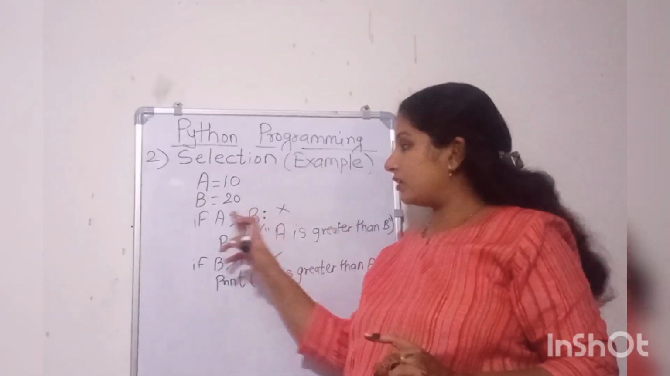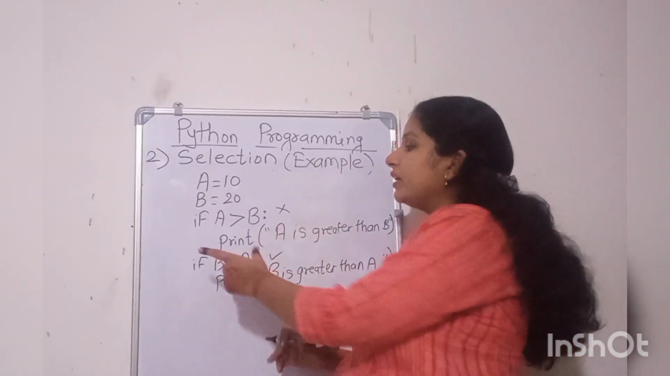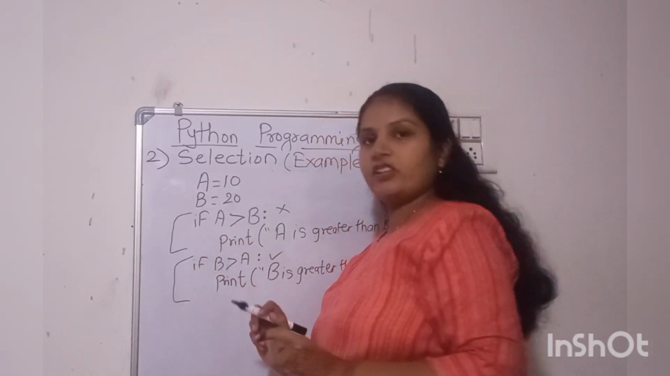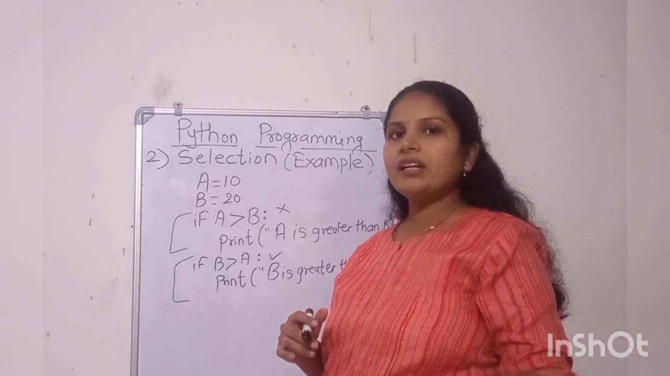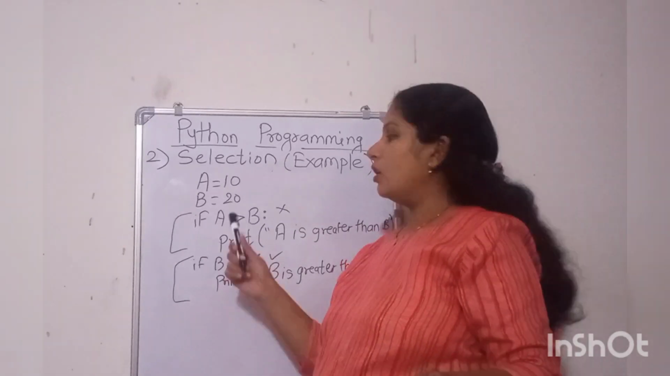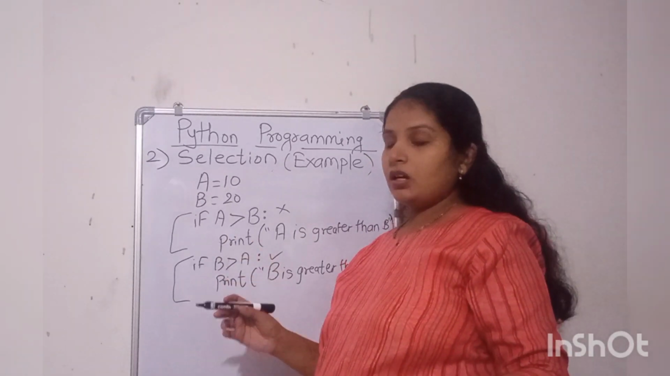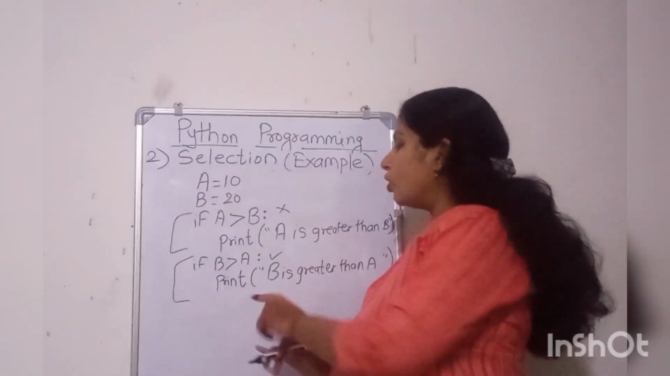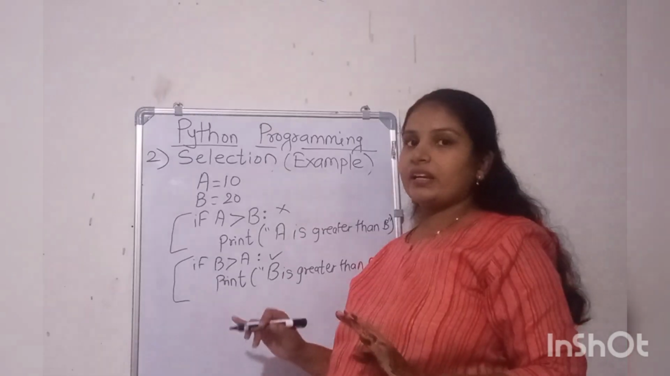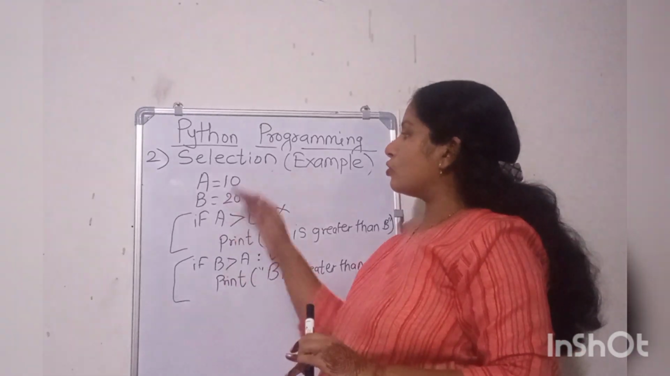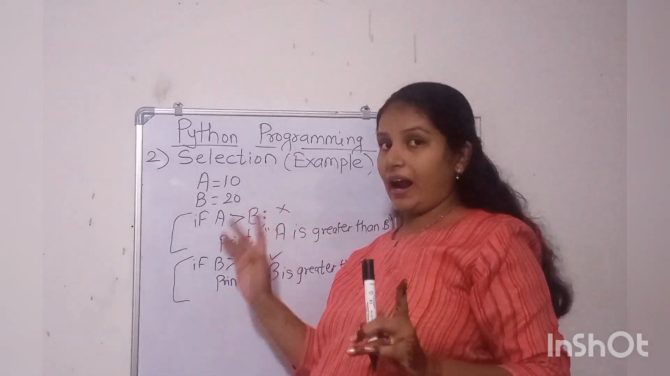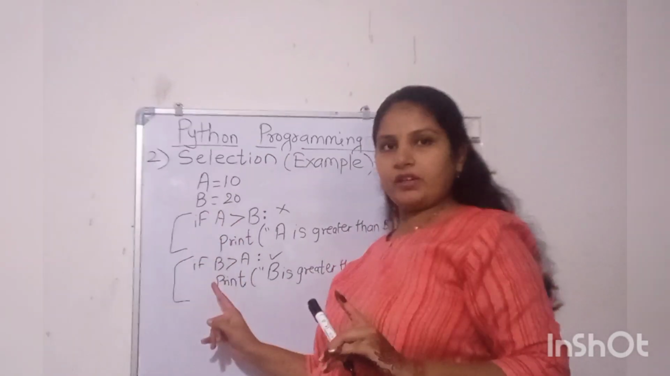Indentation block means whenever you put the colon after the end of the statement, it will create the indentation. This is one indentation block, this is one indentation block. You are entering the block if the condition is true. First condition is false, so you are not entering the first block, but the second condition is true, so you are entering the second statement. This is the basic example of selection statement and the if-only condition.